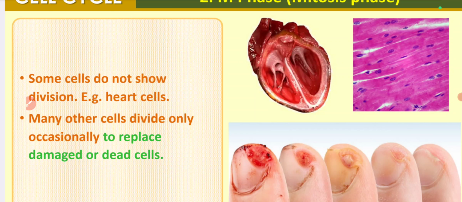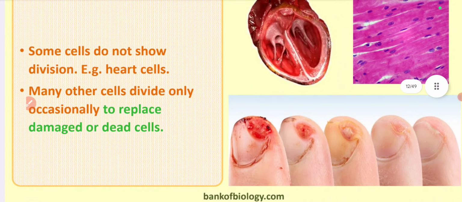And many other cells divide only occasionally as needed to replace cells that have been lost because of injury or cell death. These cells do not divide further and they exit G1 phase to enter an inactive stage, that is called quiescent stage or G0 stage of the cell cycle. In the G0 phase, the cells remain metabolically active but no longer proliferate unless they are called on to do so, depending on the requirement of the organism.